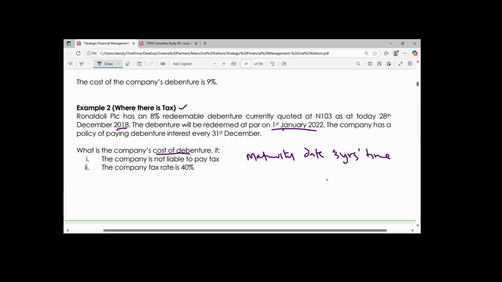If there is tax, the interest of 8% will not be 8%. You need to adjust for tax: 1 minus tax. The tax rate is 40%. 1 minus 40% is 0.6. 0.6 multiplied by 8 will give you 4.8. So it is that 4.8 you are going to use as your fixed interest. That's what you are supposed to do to solve this particular question. Then we proceed to calculate your internal rate of return.